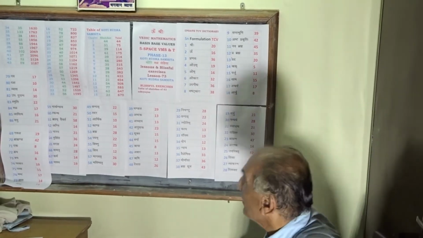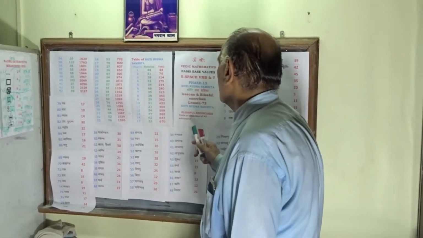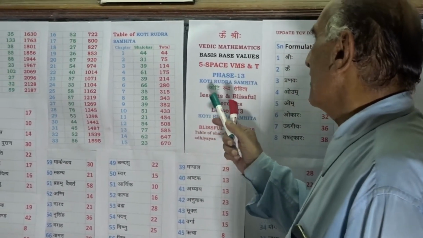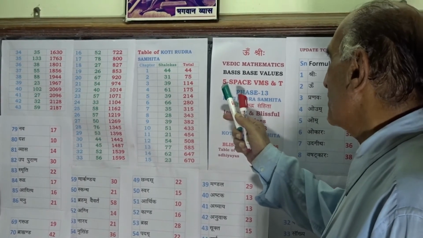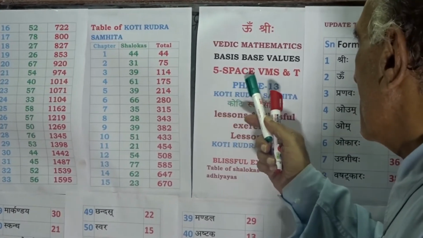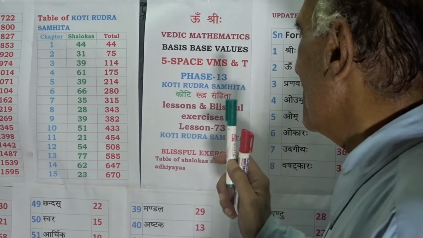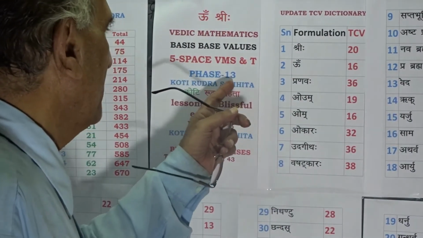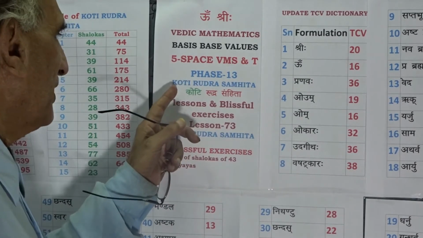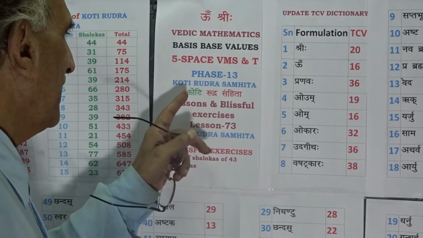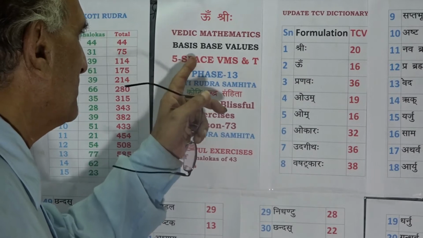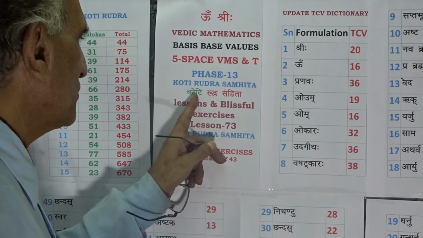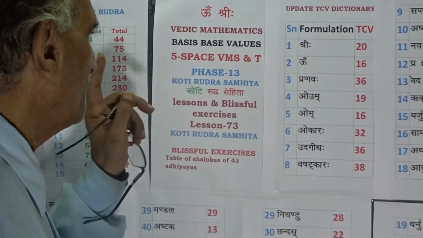Welcome to Vedic Mathematics basis base values classes. We are initiating ourselves with exposure to values and features of 5-space VMST format. Today we are entering phase 13 for our initiation and exposure to 5-space VMST of features preserved as Koti Rudra Samhita.